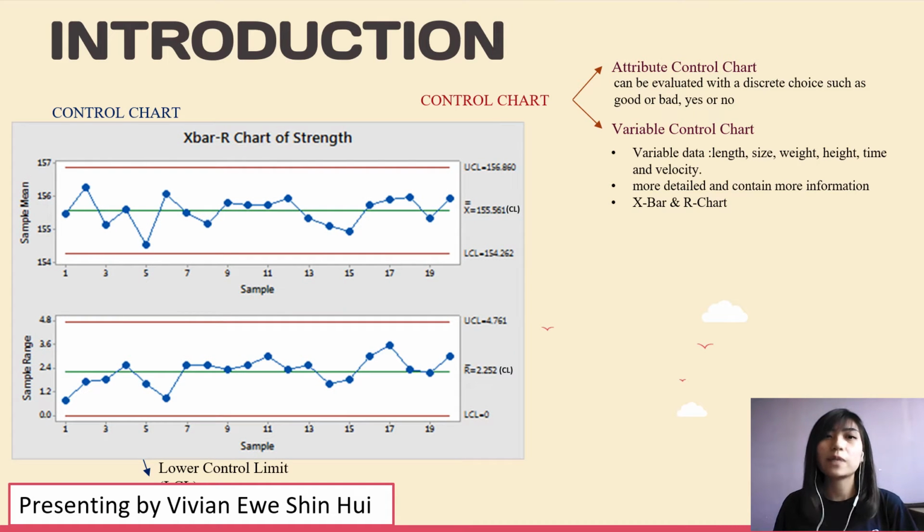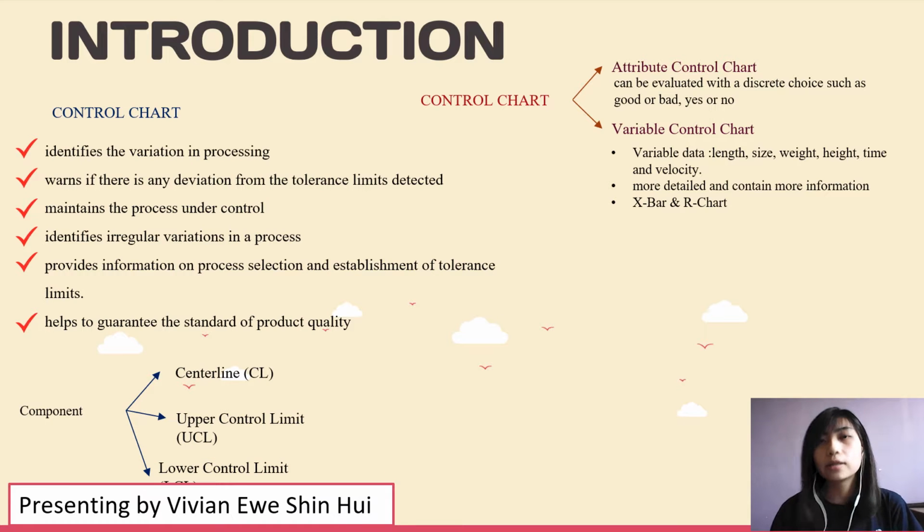Okay, so this diagram depicts the X bar chart and R chart. Besides that, there are three lines involved here, such as the central line, CL, the upper control limit, UCL, as well as the lower control limit, LCL. So if any points exceed the control limit, a revised control chart has to be created because the process is already out of control. In this project, the variable charts are selected as the device to monitor the output process as they are more detailed and contain more information as compared to the attribute control chart.